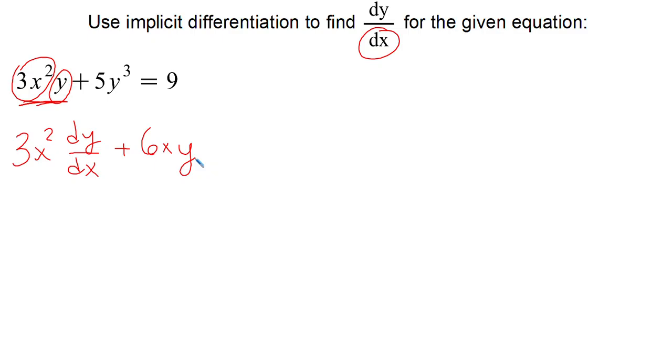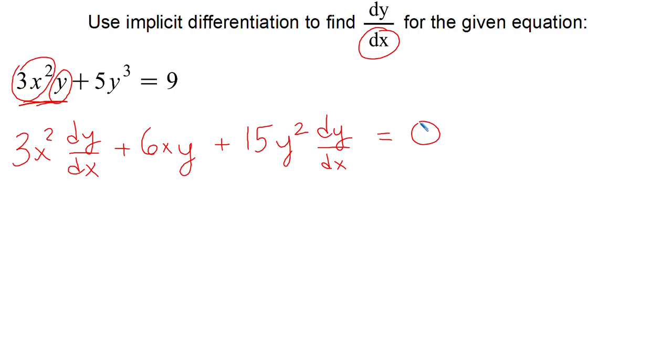Then we have the plus 5y cubed. Well, the derivative of 5y cubed with respect to y is 15y squared, but then we have to multiply that by the derivative of y with respect to x. And then on the other side of the equal sign, the derivative of 9 is just 0.